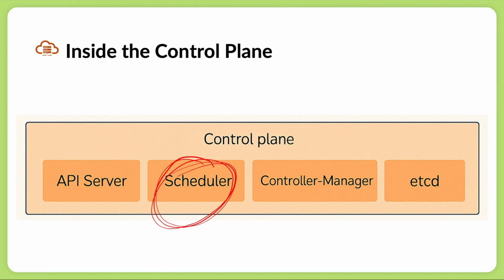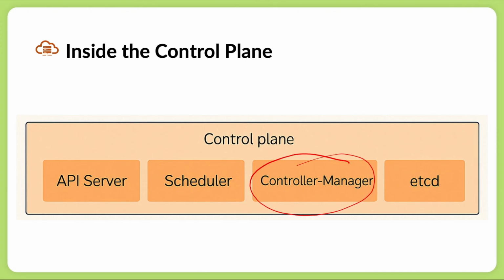So the scheduler task is doing the matchmaking and making sure these containers are equally distributed on the nodes and they are getting their required resources. Now last is the controller manager. The controller manager is keeping track of everything.